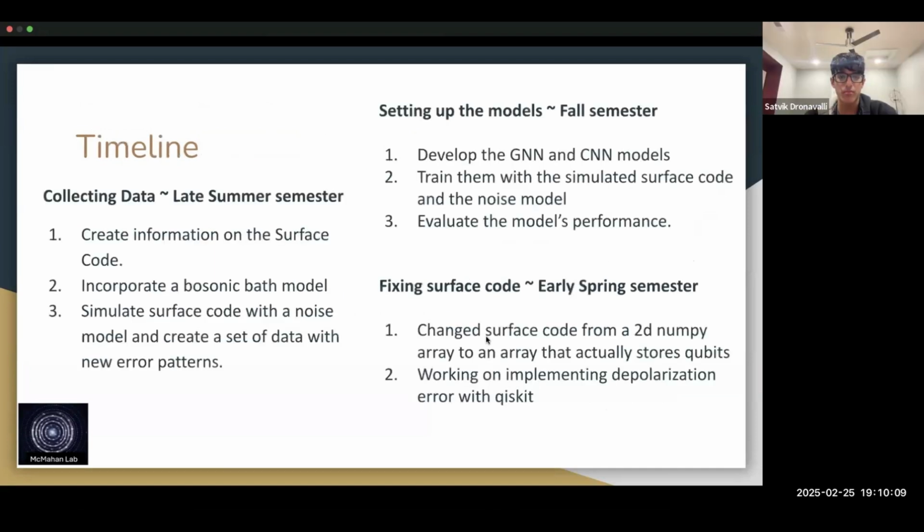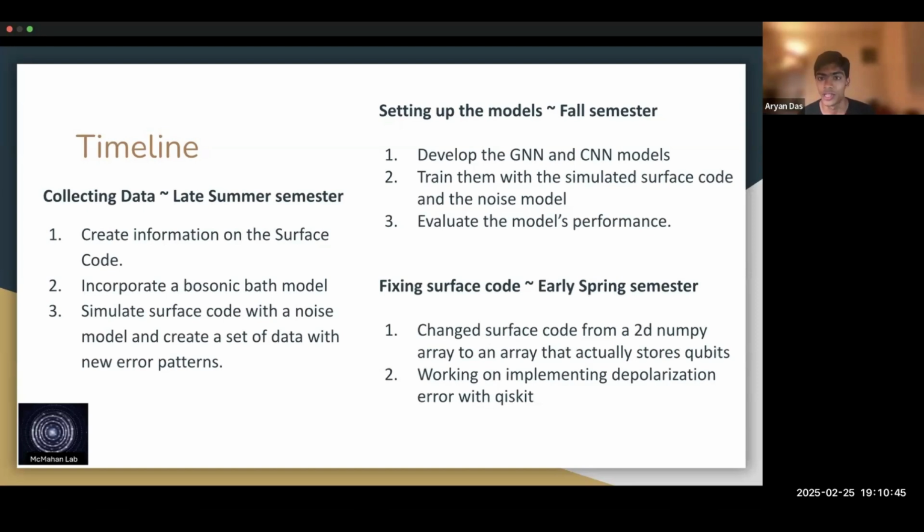And in terms of the timeline of what we've done so far, this past summer semester, I believe, was when this group started. I joined a little after that, but that's when we created information on how surface codes work and incorporated a bosonic bath model, which is a bath of boson particles on the surface code that would interfere with those qubits. And we simulated those codes with a simple 2D array.